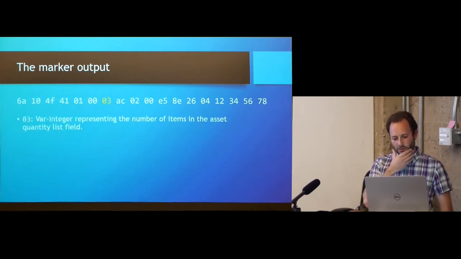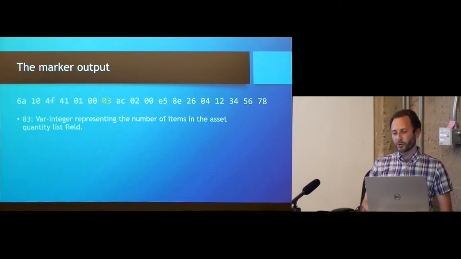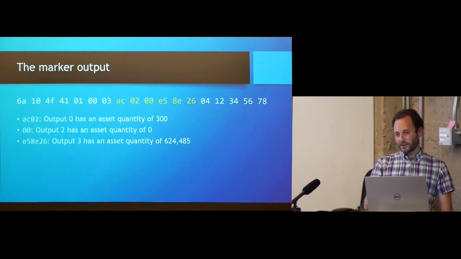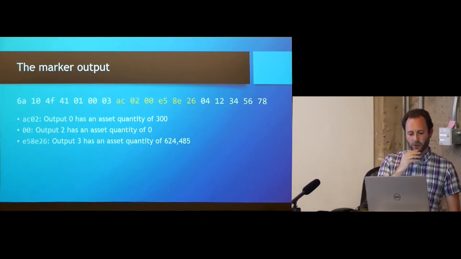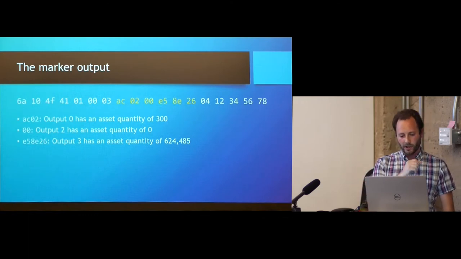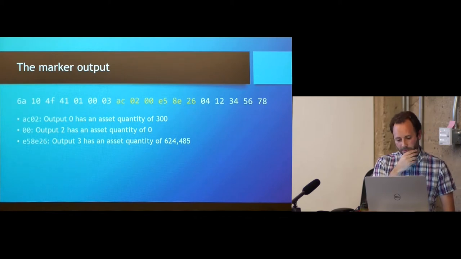Then we have the second important part of the marker output. It's an array of integer values. This byte here is the length of the array, so 3. And then there's the actual array. It's encoded in a variable length integer, so the integers have the minimum size they can have. Usually it's quite compact, because every byte here is going to be committed on the blockchain, so we want it to be compact.